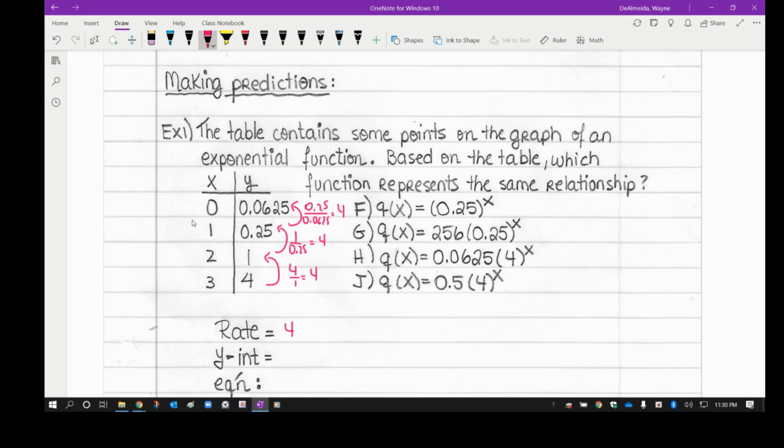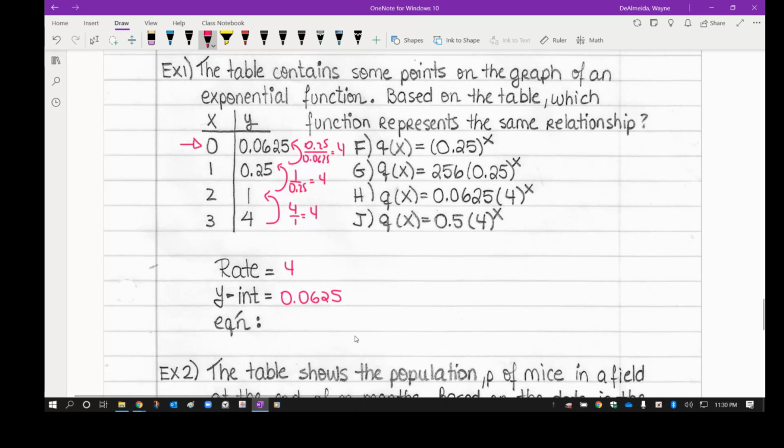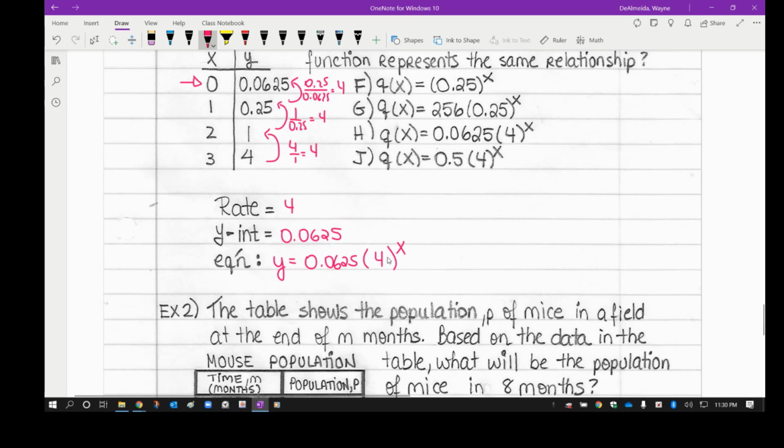And the y-intercept, always look for the x is 0. So the y-intercept would be 0.0625. And our equation, remember, always starts with y equals the y-intercept, and then you open parentheses. Inside the parentheses, you put the rate, which we found to be 4, and raised to the x. Very well. So that means, if we look at the multiple choice, my multiple choice would be letter H.